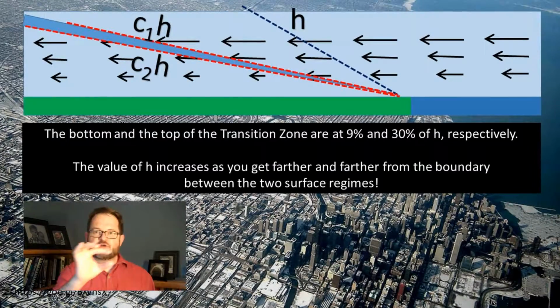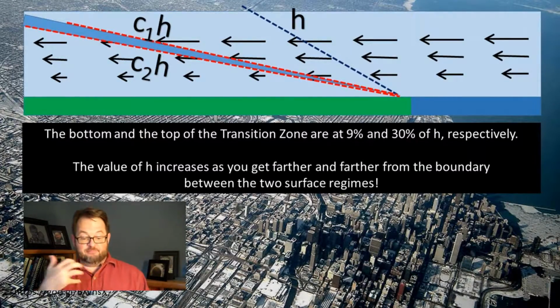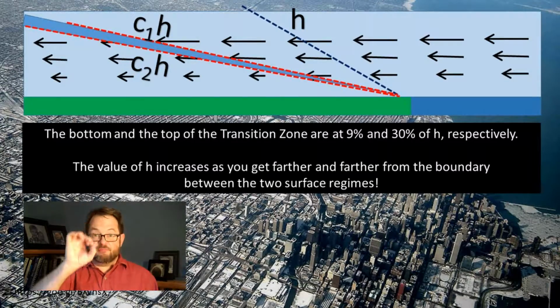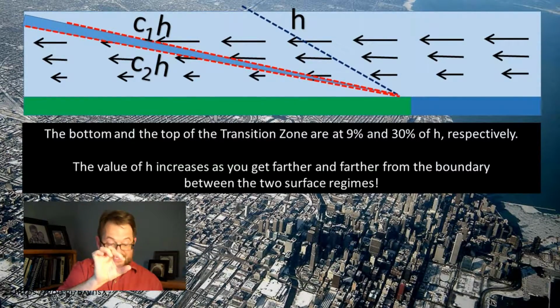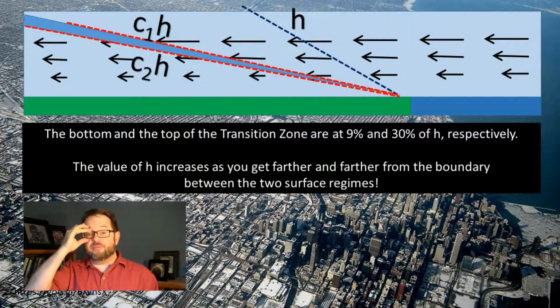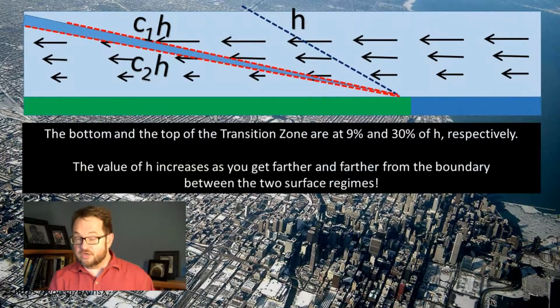But as we get farther and farther away from the coastline, or whatever this boundary between the two surface regimes is, the bottom of that layer gets higher and higher above the ground, the top of the layer gets higher and higher above the ground, but the transition zone itself is getting thicker and thicker, as in, the distance between the top and the bottom of it is getting farther and farther apart. They still, though, constitute 21%. The transition zone continues to constitute 21% of the depth of the internal boundary layer. Cool!